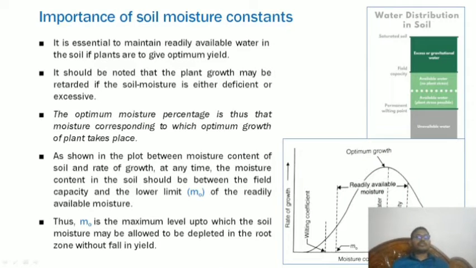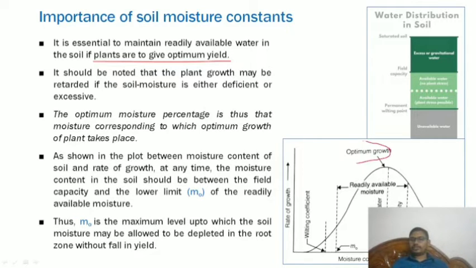Now, the importance of soil moisture constants. That is why we have to learn the importance of the soil moisture constants. Now, it is essential to maintain readily available water in the soil if plants are to give optimum yield. It should be noted that plant growth may be retarded if the soil moisture is either deficient or excessive. The optimum moisture percentage is thus that moisture corresponding to which optimum growth of the plant takes place.